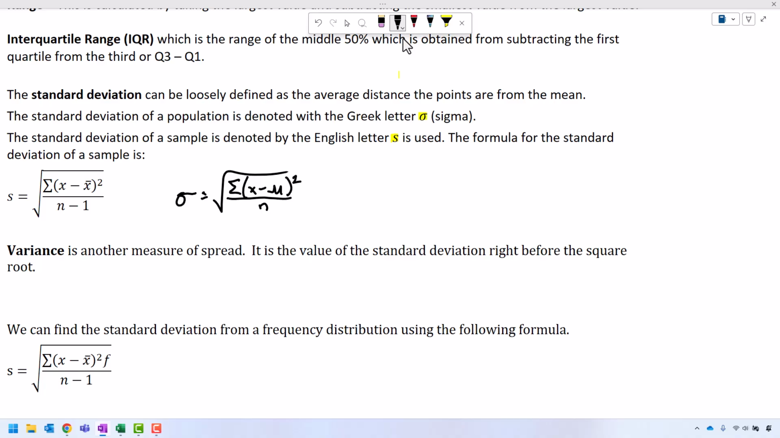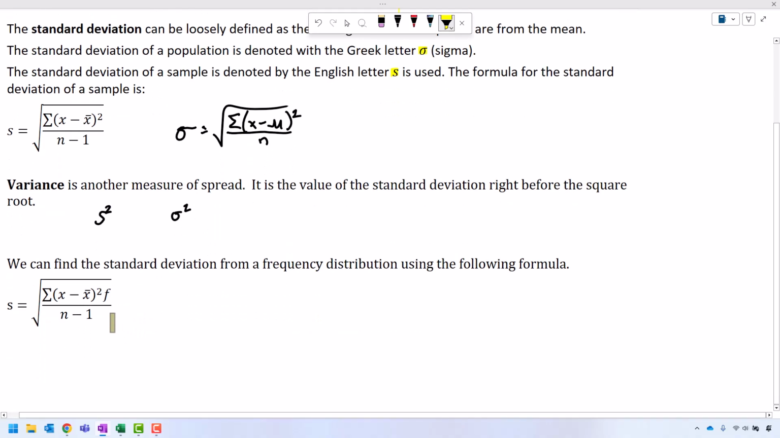The way we notate it, the sample variance is s squared, and the population variance is sigma squared. And they're literally, if you were to square the standard deviation value right here, or rather we don't take the square root, right? Now there's a formula here for the standard deviation from a frequency distribution.